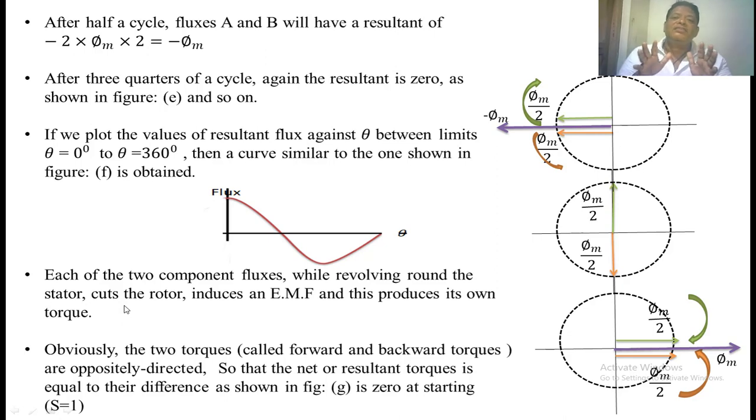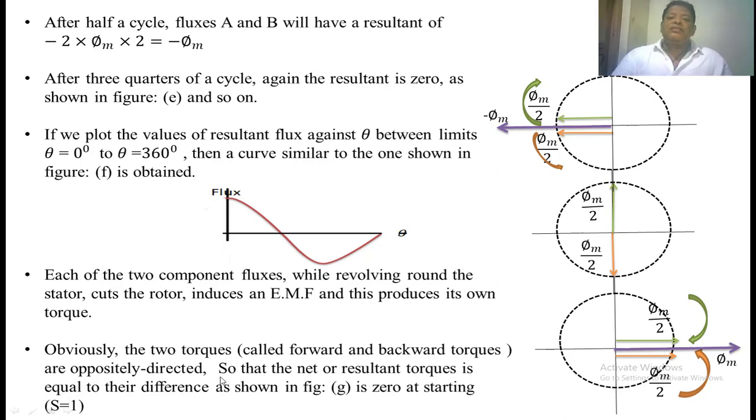So when these fluxes are rotating in a stator, there is a rate of change of flux linkage with the rotor conductors. A voltage will be induced in the rotor conductors due to the forward flux, and another due to the backward flux. The forward flux is the flux rotating in a clockwise direction. The flux rotating in the opposite direction to the forward flux, we have taken as the backward flux.